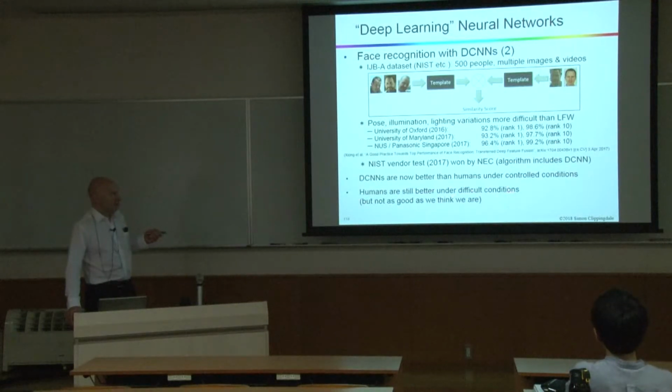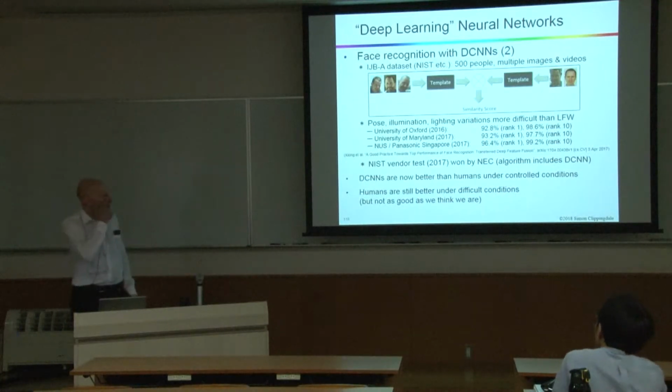Humans are still better under really difficult conditions. For example, matching widely different face poses or lighting conditions. Humans are not, however, as good as we think we are. Humans actually make quite a lot of recognition errors.